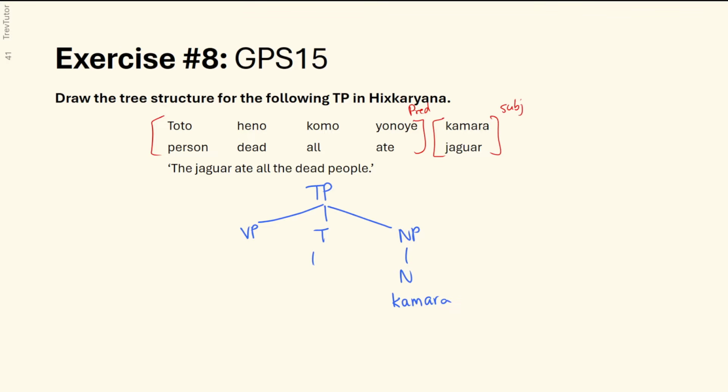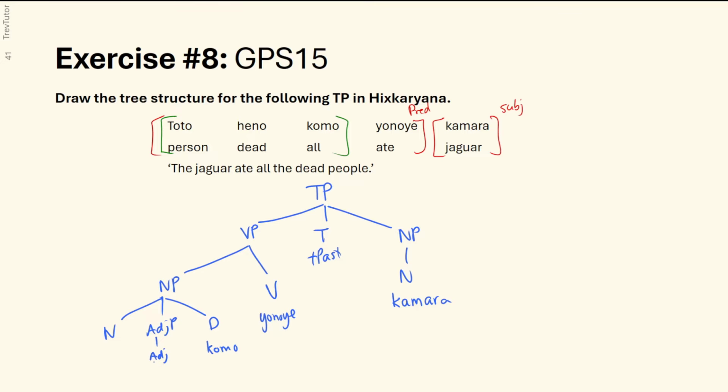And we have 8, so this will be plus past under T. Now for our verb phrase, we notice that the verb is on the right. So yonoye, meaning 8, would be on the right. And now for our constituent, we have all dead person, or in their word order, person all dead. So this is going to be a noun phrase. But we notice that the noun is on the left, the adjective phrase is in the middle, and the determiner all, which is como, is on the right.